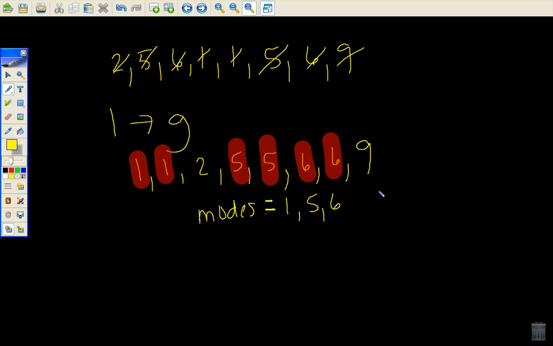Now what if I threw in 2 more 9s? Would my mode still be 1, 5, 6, and now 9? No, these are seen twice. This is 3 times, so my mode will change to 9. So you never know what's going to happen in your list, but the most important thing to remember about mode is that you've got to put it in order from least to greatest.